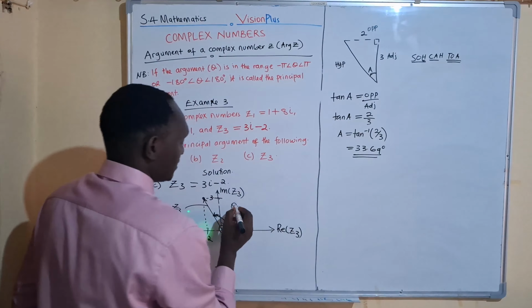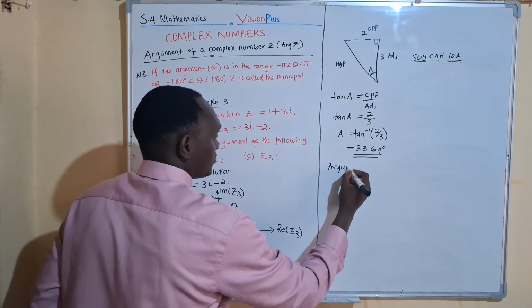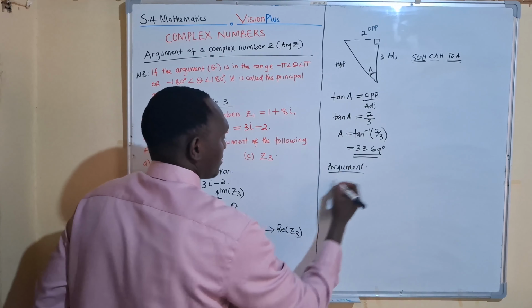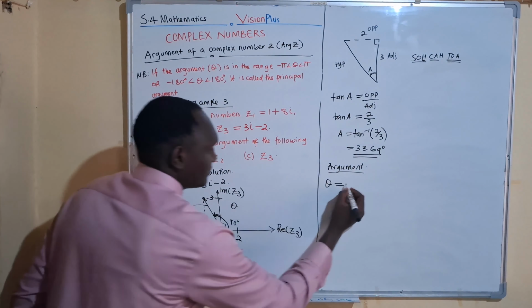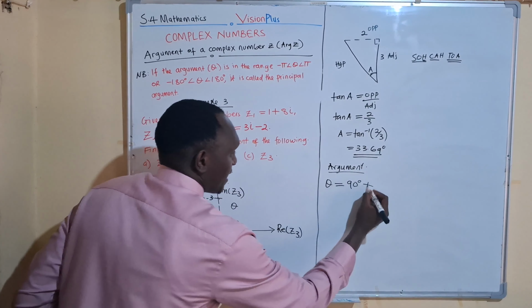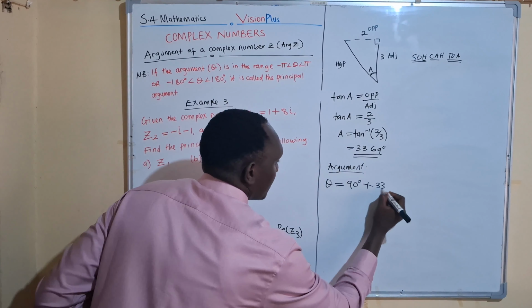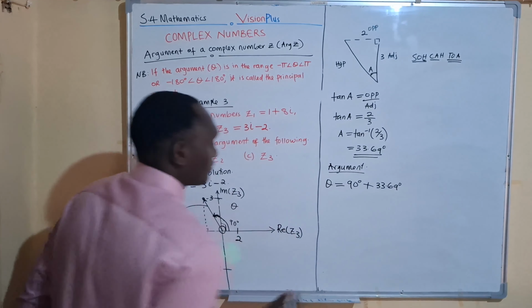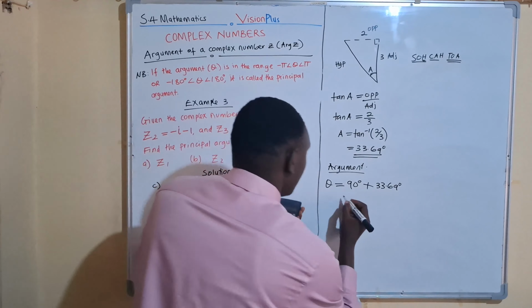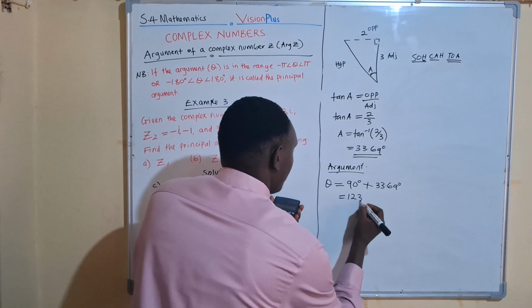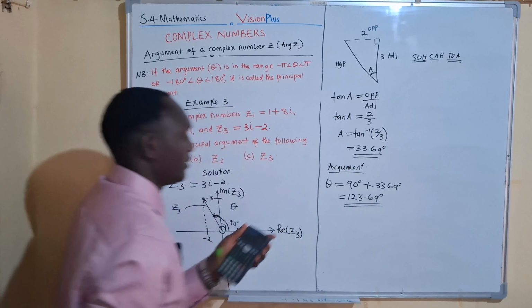Therefore, the argument, which is theta. So now the argument theta is going to be equal to this 90 here plus the other small part of the angle which we have obtained as 33.69. So 90 plus 33.69, 120 something. This gives us here 123.69 degrees. That is the argument.